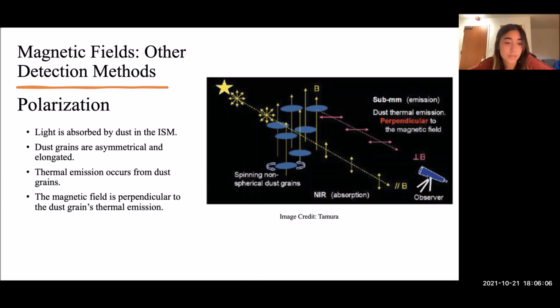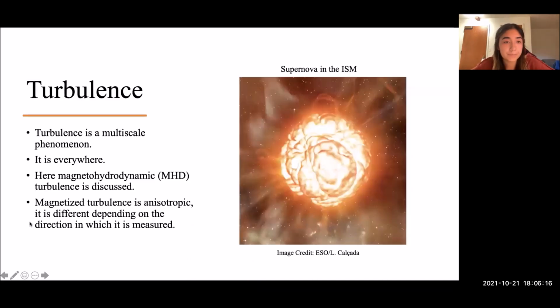Over here on the right, we have a nice little diagram of that, of our observer and then the light source, and then this absorption happening as the light travels.